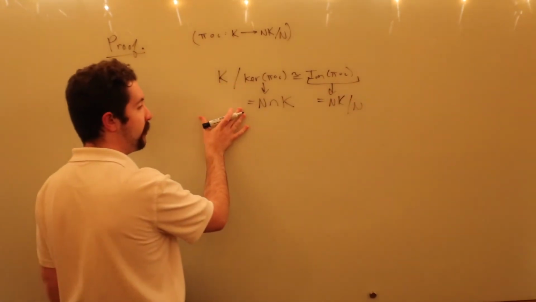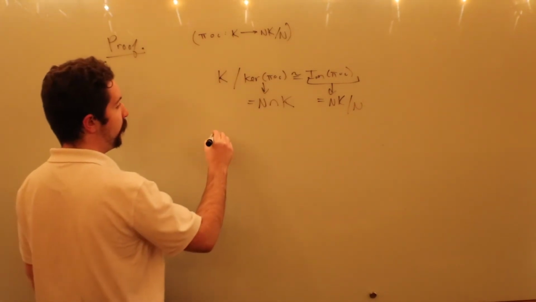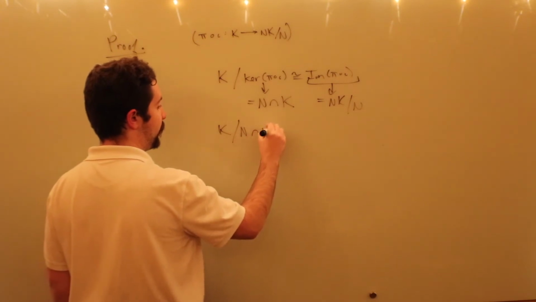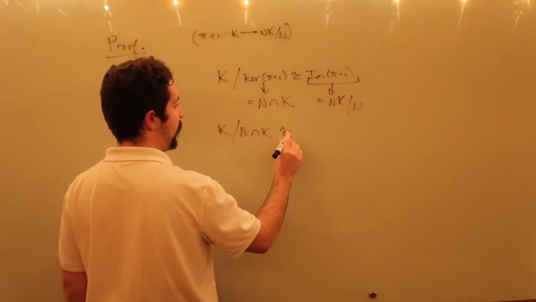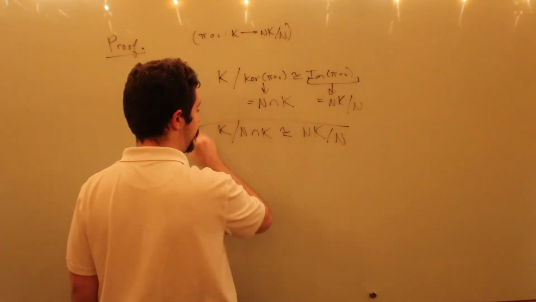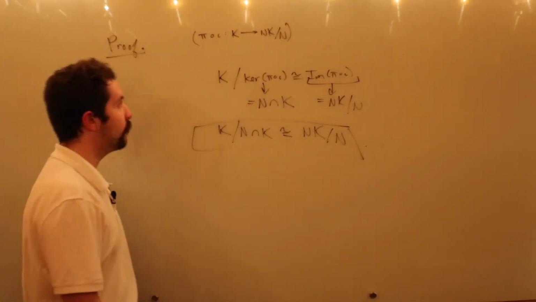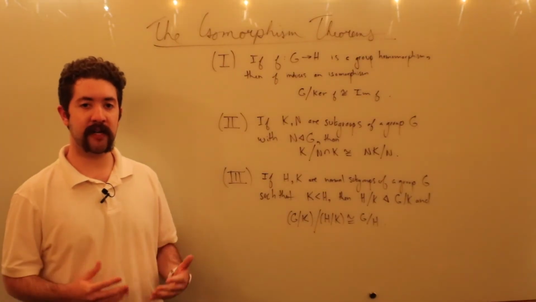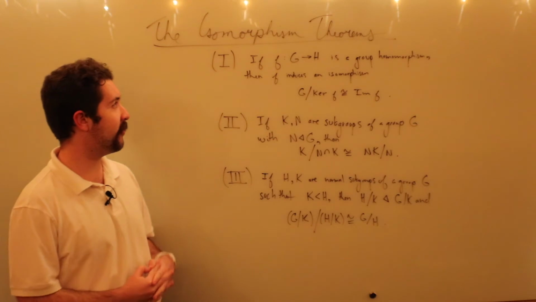Now, by the statement of the first isomorphism theorem, we have K quotiented by N intersect K must be isomorphic to the join of N and K quotiented by N. The second isomorphism theorem, ladies and gentlemen. Now, I'd just like to summarize these three theorems before we move any further.